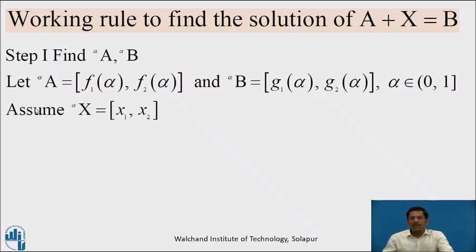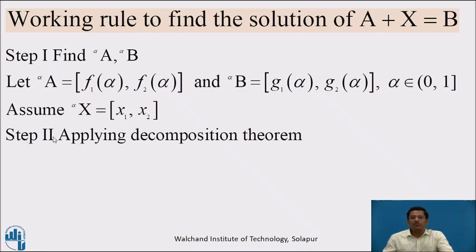Now let us assume that the alpha cut of x is a closed interval x1 comma x2. Here this x is a solution which we don't know. That's why we are assuming that the alpha cut of this x is a closed interval x1 comma x2.